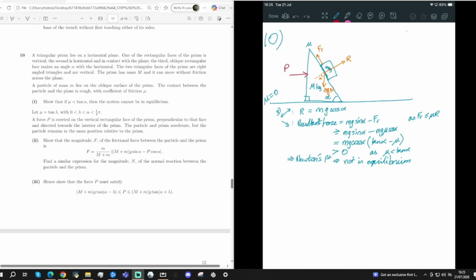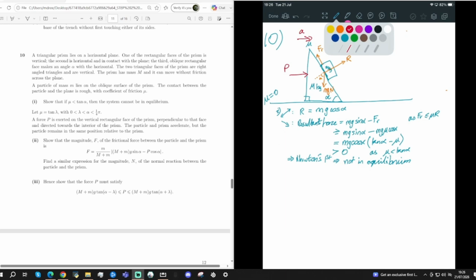Okay, well, what does that really mean? Well, that means that they share exactly the same acceleration. If they don't move relative to each other, whatever the acceleration is on the big prism, that's going to match the acceleration on the smaller object.